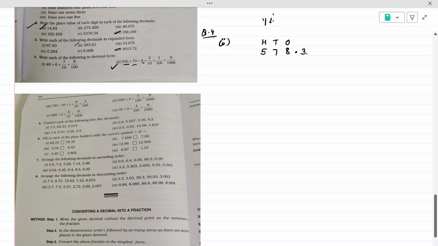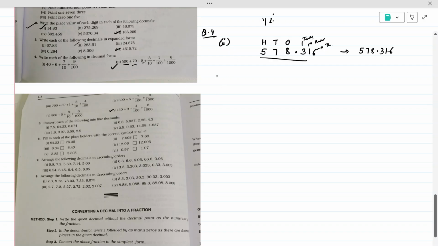So this is 3 and then 100 and then 6,000. Yeah, this is tenths, this is hundredths, and this one is thousandths. And this is the number. So the number is 578.316.